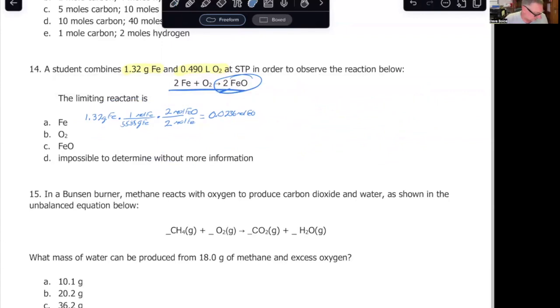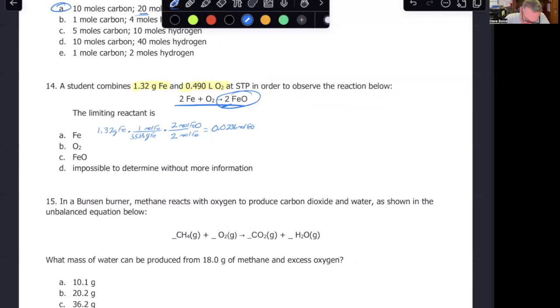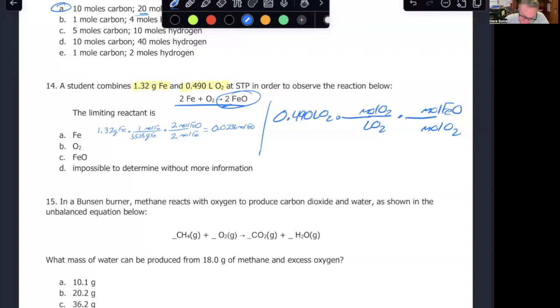Okay, next I want to compare that to my liters of O2. So let's start with my given measured quantity for that one, and that is 0.490 liters of O2. Move my unit down, liters of O2 to moles of O2, and then moles of O2 to moles of iron oxide. So 1 mole of O2 or any other gas at STP is equal to 22.4 liters.